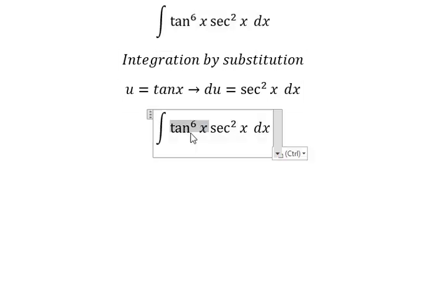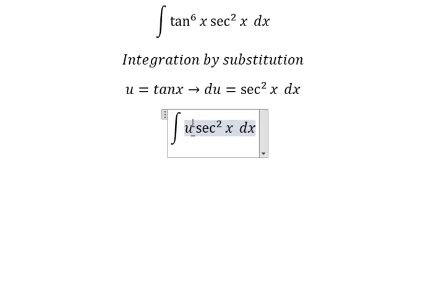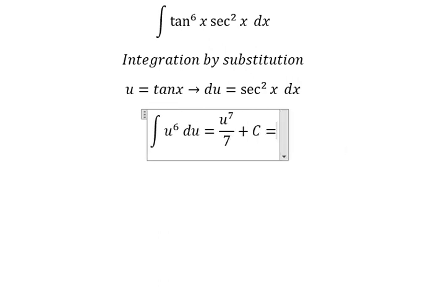This one we change by u, and you get u to the power of 6. This one we change by du. The integration of this one, you get u to the power of 7 over 7, and we put plus c. About u, that is this one.